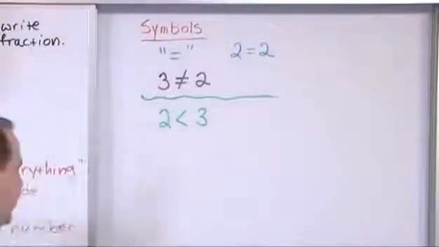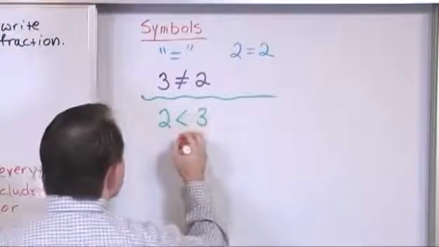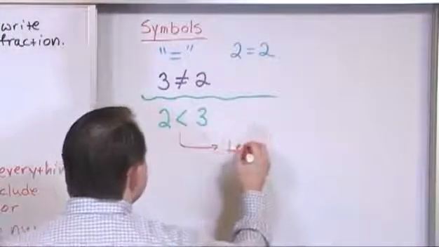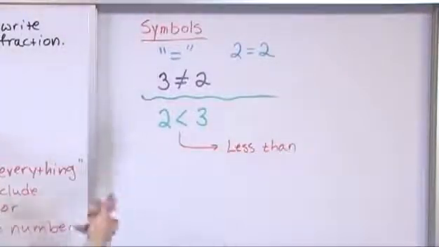2 is less than 3. How do you read this? This little symbol here, you probably see it in your book. It's called the less than symbol. And then if you flip it around, and we will in a second, you'll call it the greater than symbol. So let's do that right now.